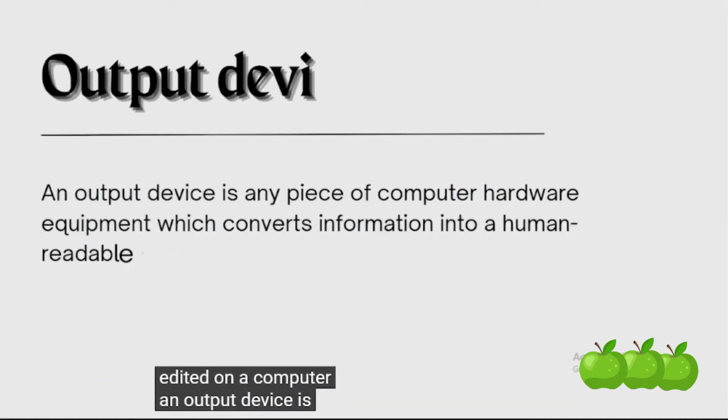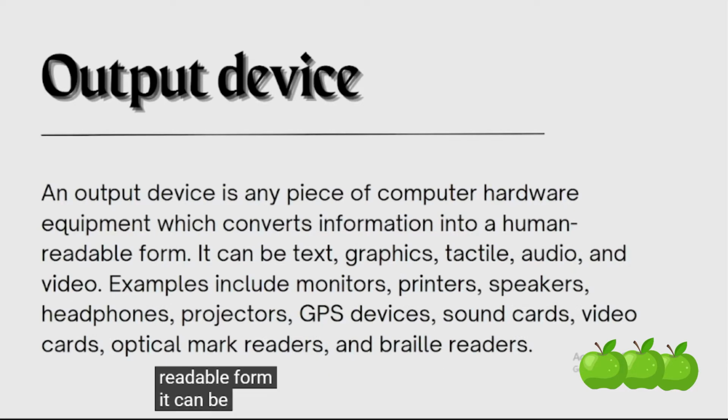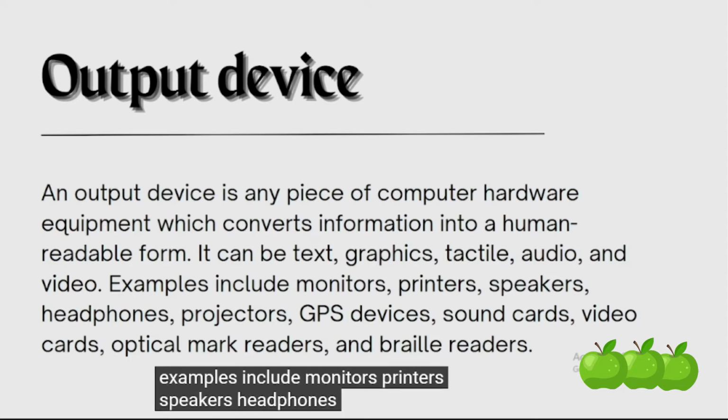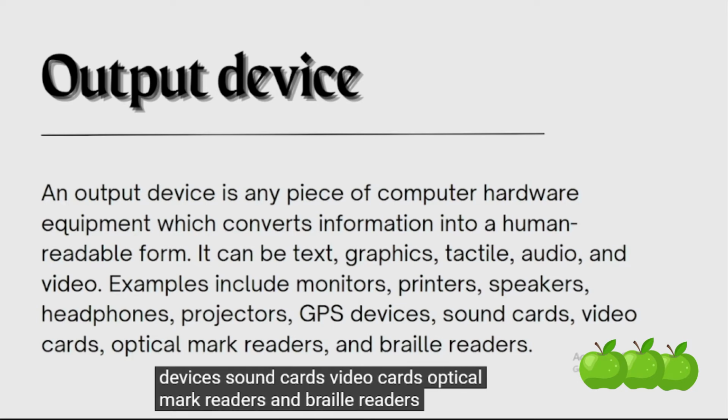An output device is any piece of computer hardware equipment which converts information into a human-readable form. It can be text, graphics, tactile, audio, and video. Examples include monitors, printers, speakers, headphones, projectors, GPS devices, sound cards, video cards, optical mark readers, and braille readers.